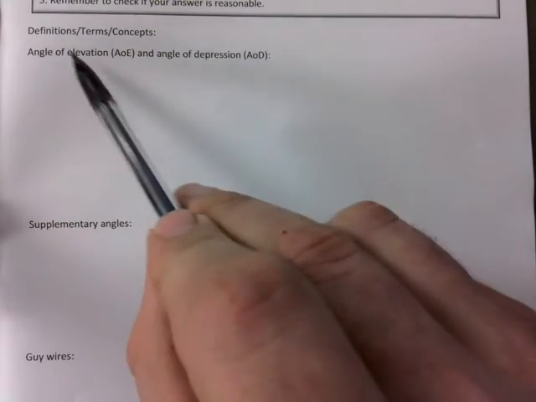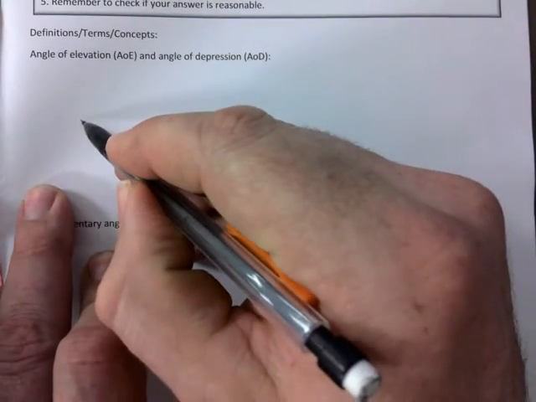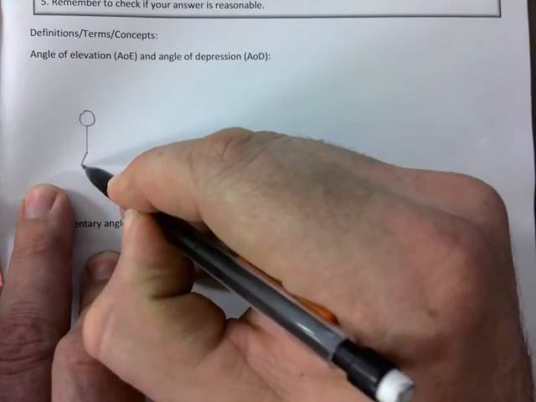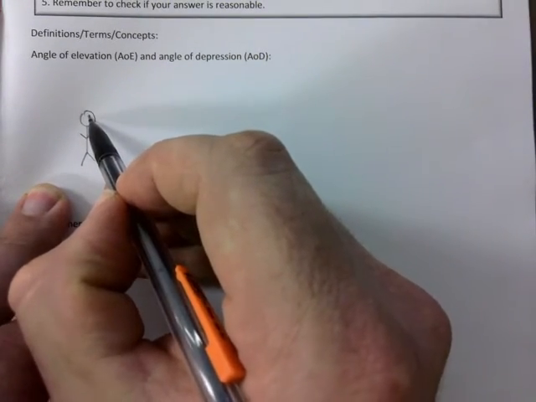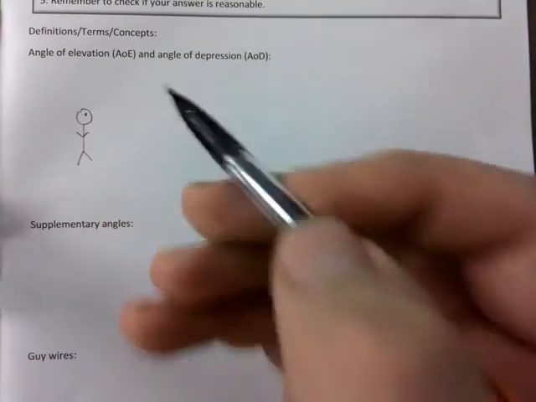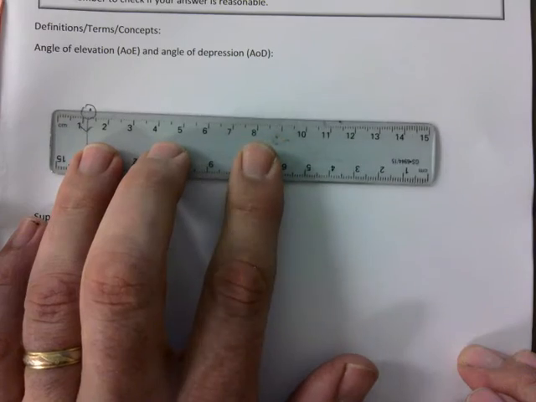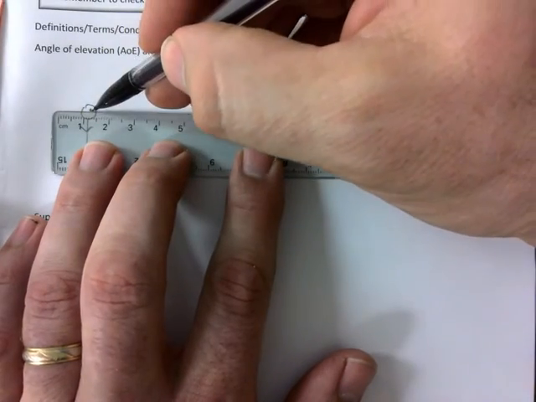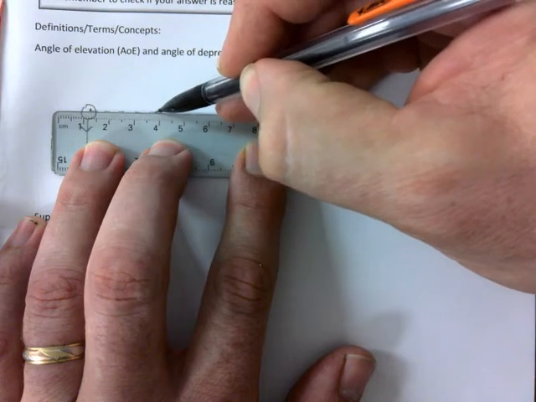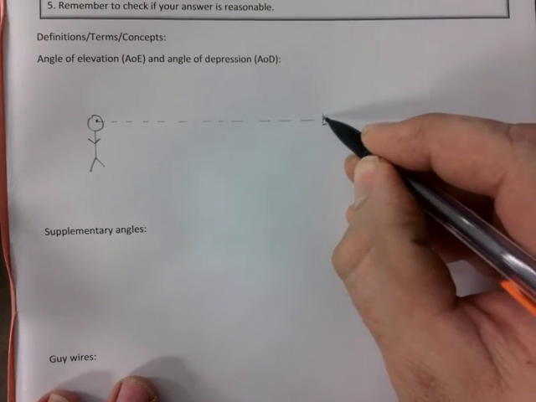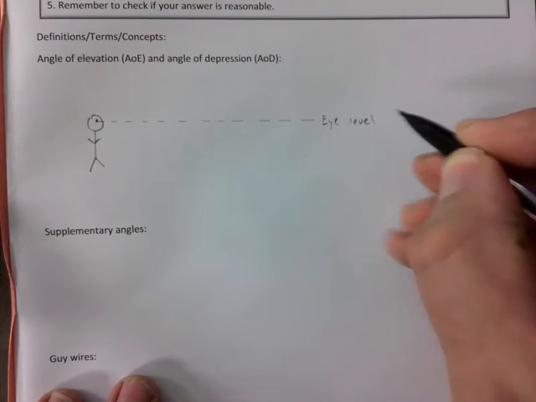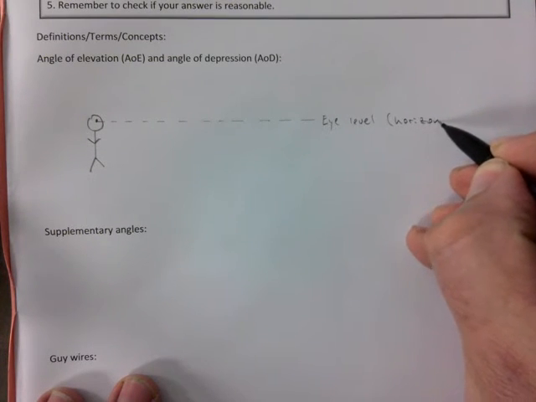So definitions: angle of elevation and angle of depression. This is how I usually show this one. I just have a person standing, right, like that. And then I look at the eye level, and going out of that, I will use a ruler, I will go straight out horizontally. Your eye level, you imagine a dashed line that represents your eye level, okay? And it's a horizontal, right?